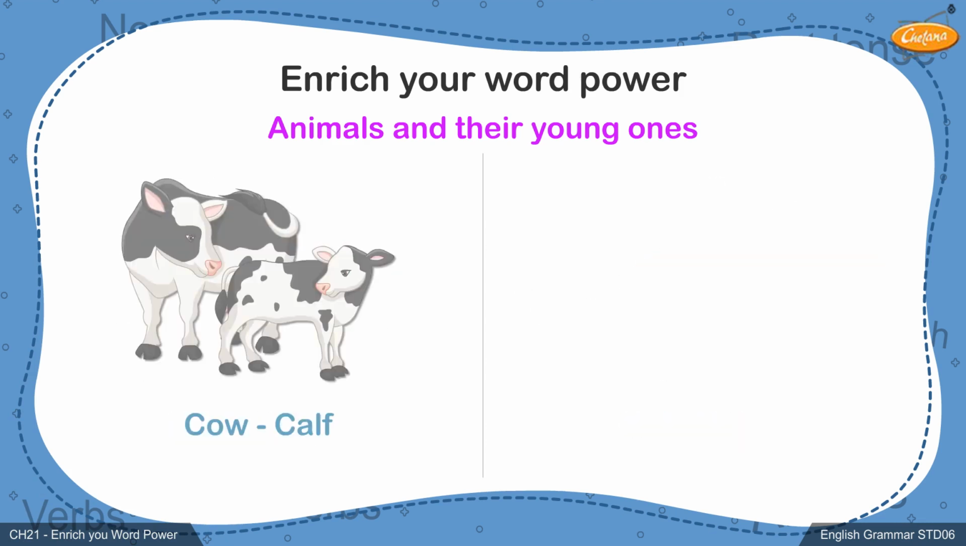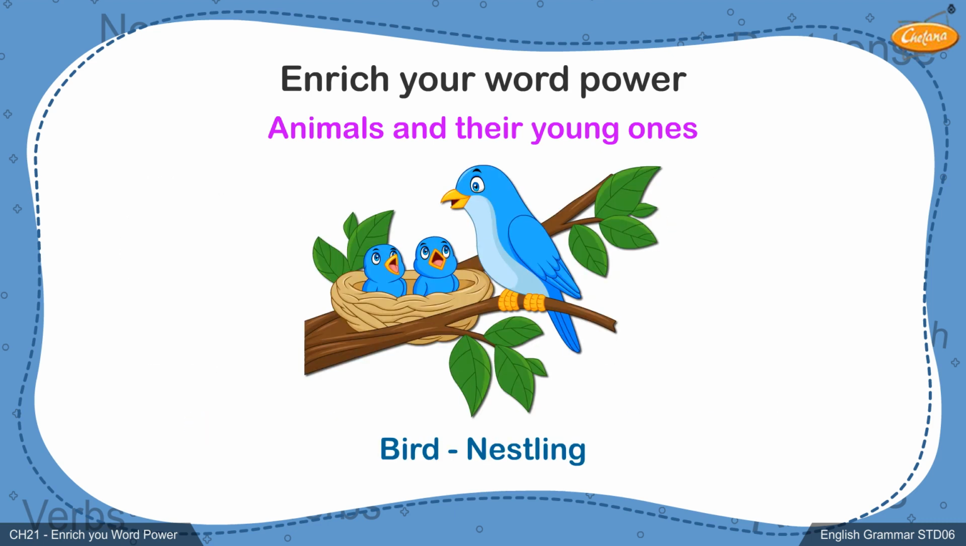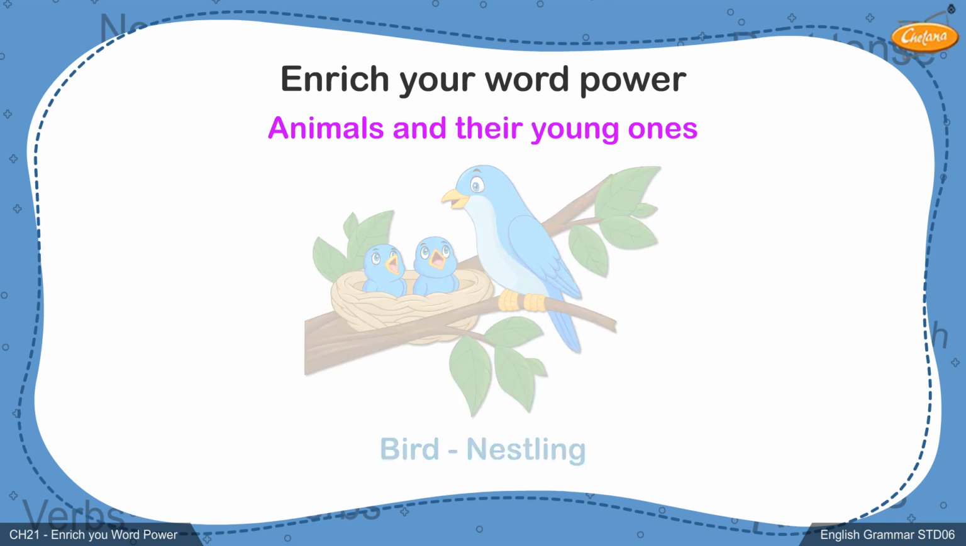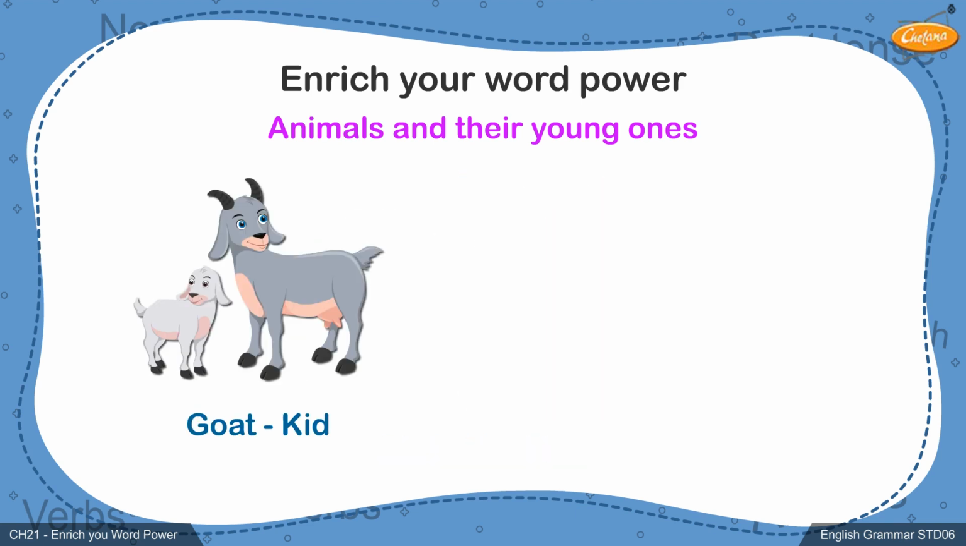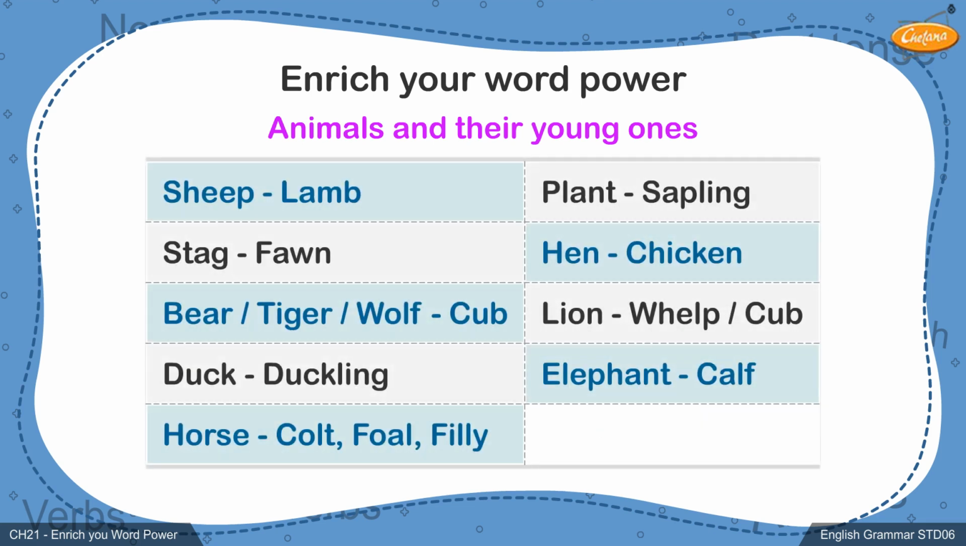Similarly, the young ones of a cow and pig are called calf and piglet respectively. The young ones of a bird are called a nestling or many nestlings. A baby goat is called a kid and a baby swan is called a cygnet. You can now read the entire list to learn more about animals and their young ones.